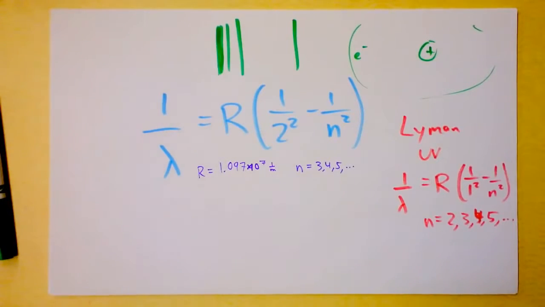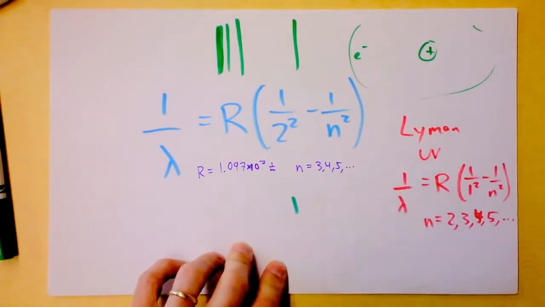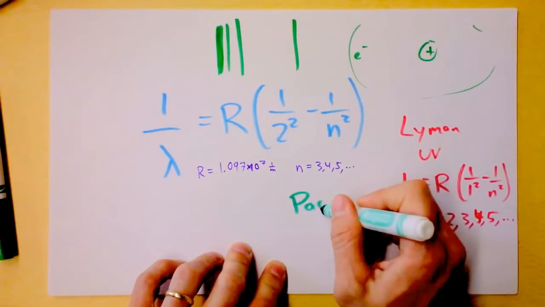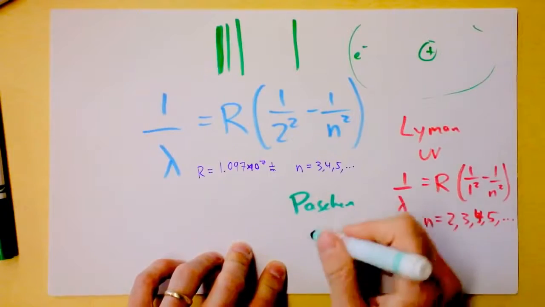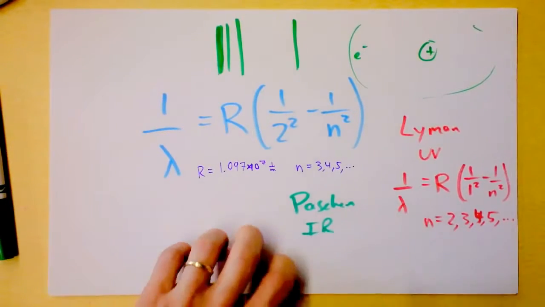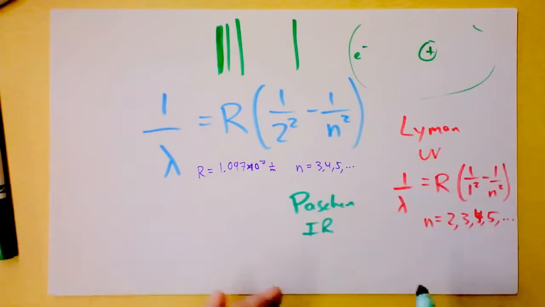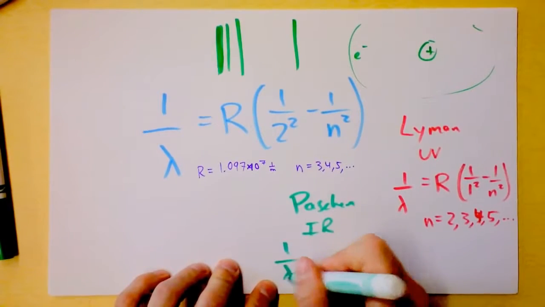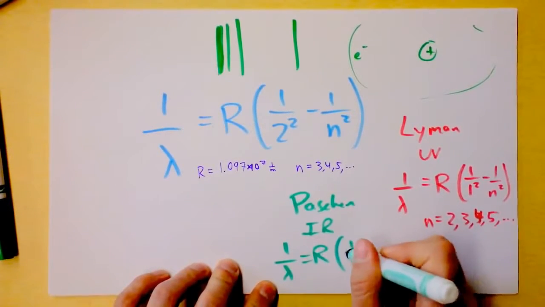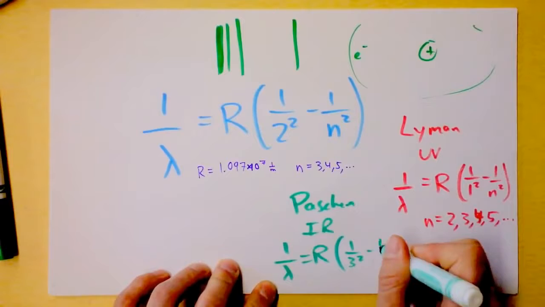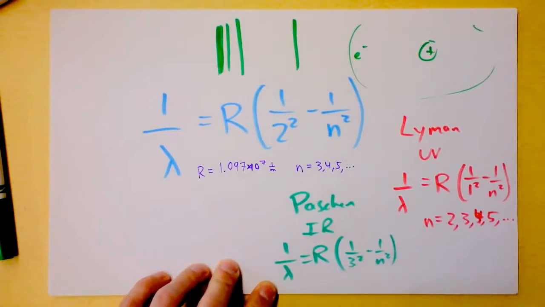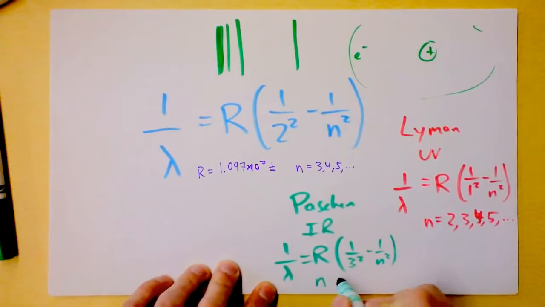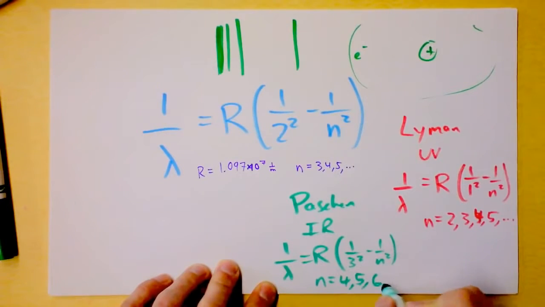And then this guy Paschen comes up, and he's like, yeah, I got my own also. He says that mine is all in the infrared. You don't get to see mine either. But they exist, and you can detect them with instruments, and he says 1 over lambda is R times 1 over 3 squared minus 1 over n squared. And Paschen says, no, you don't get to start at n equals 2 or n equals 3. You have to start at n equals 4, but then you can go 5, 6, etc. like that.